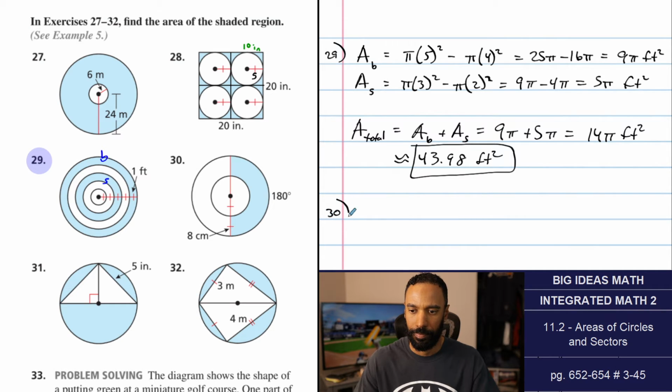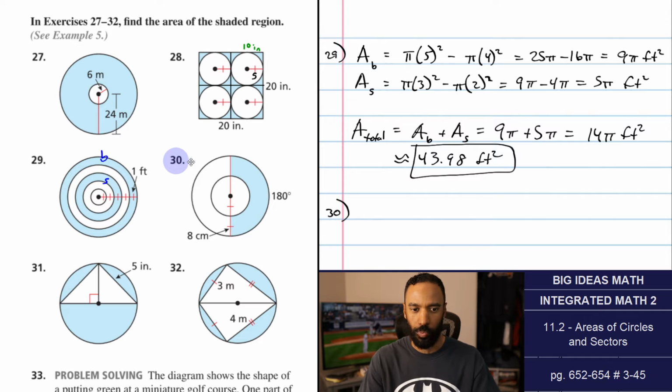All right. Number 30. You have options in which way to go. It's this blue region here. We can either take the area of the whole blue region and divide it by 2, or take the area of half the circle and subtract the area of half that circle. I'm going to do the first option. I think it makes sense.